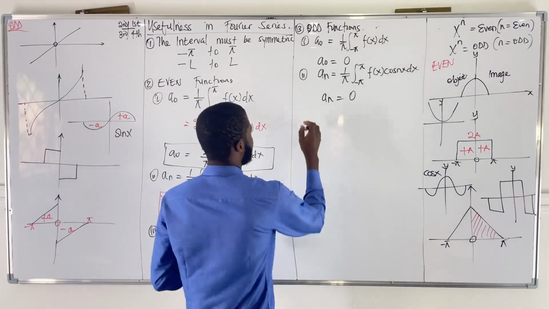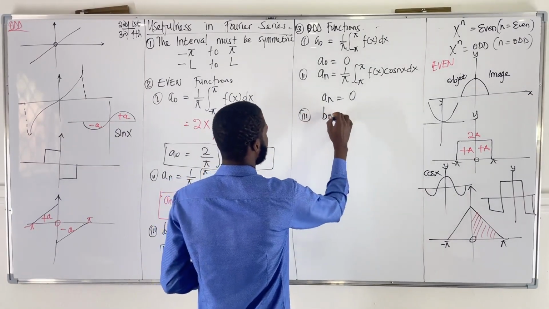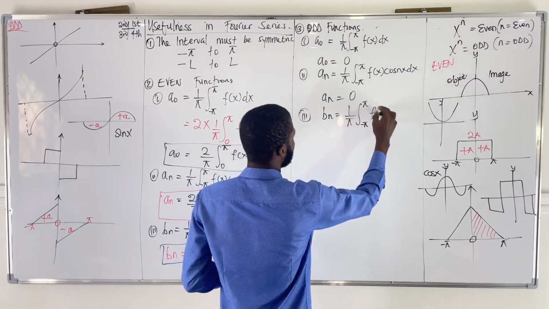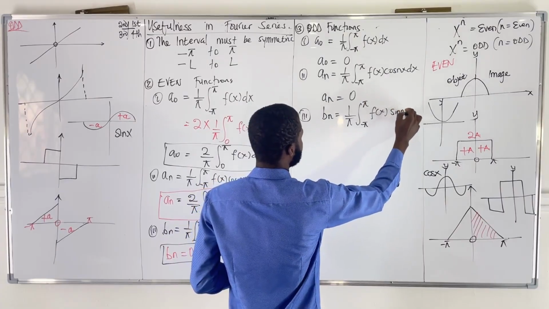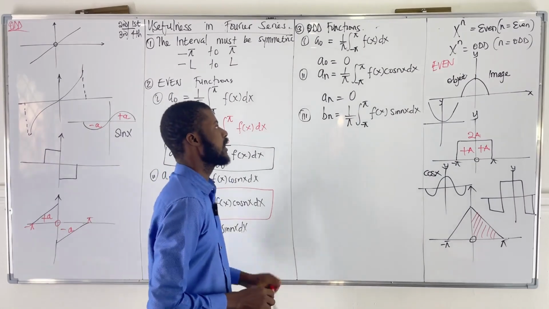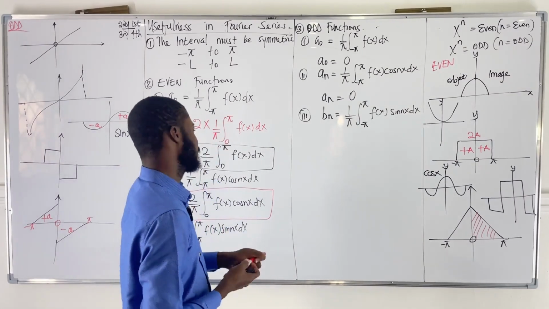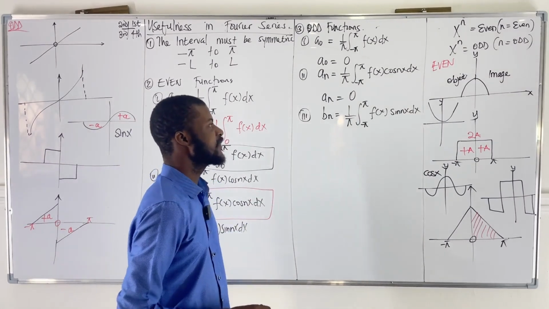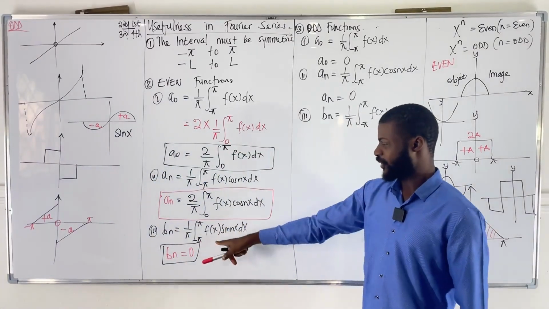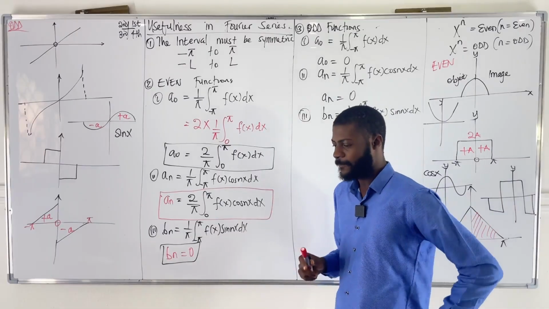Next one, b sub n is 1 over pi integral from minus pi to pi of f of x sine nx dx. Now again, here's the thing. Do you know that there's another way to explain this? Let me come to this b sub n. There's another way to explain this.